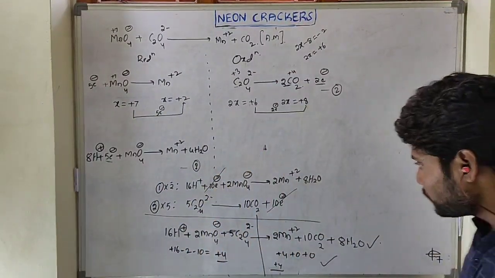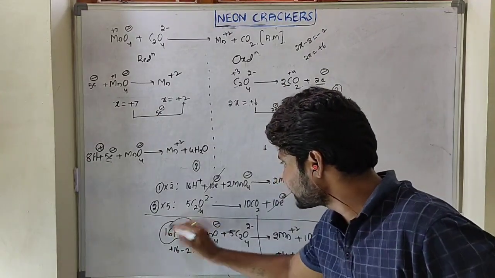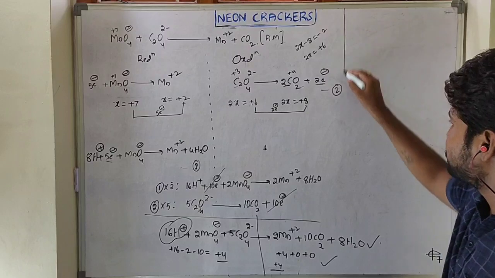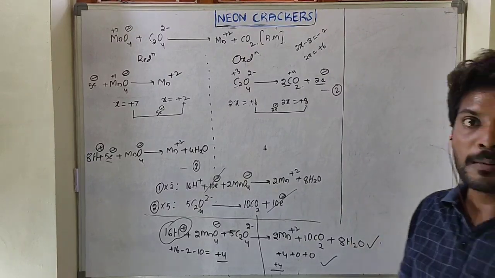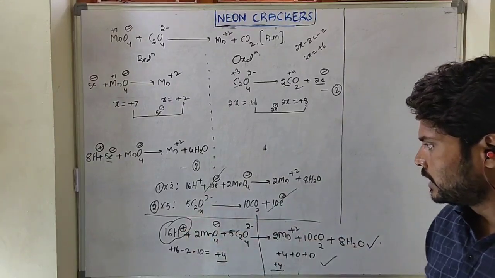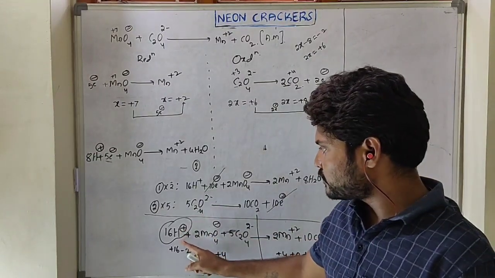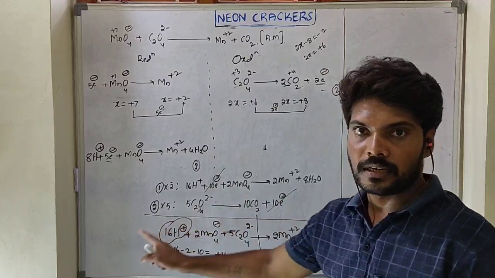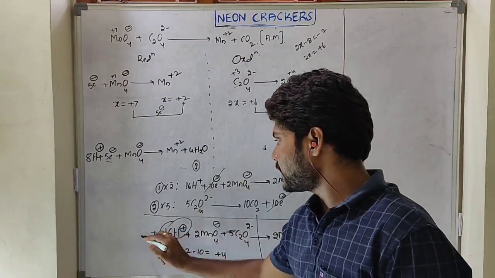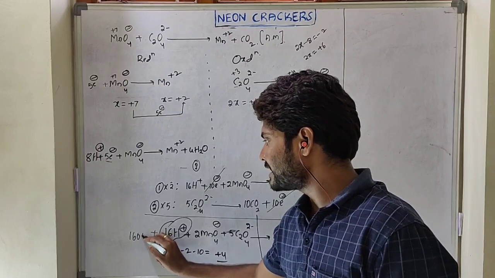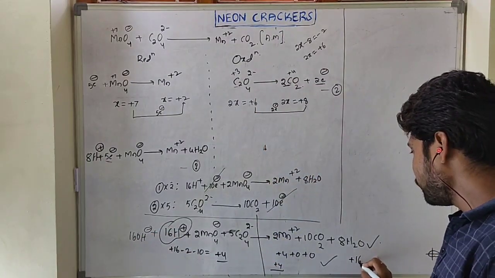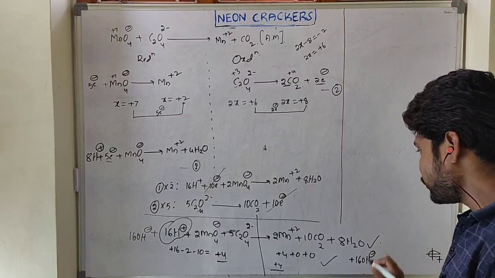We have to think like this and remember those 7 points. In the final equation we are getting 16H+, which is the acidic medium. If they ask about basic medium, there is a simple trick: after doing this, add the same number of OH- on both sides. The number of H+ ions here is 16, so we add 16 OH- ions on both sides.